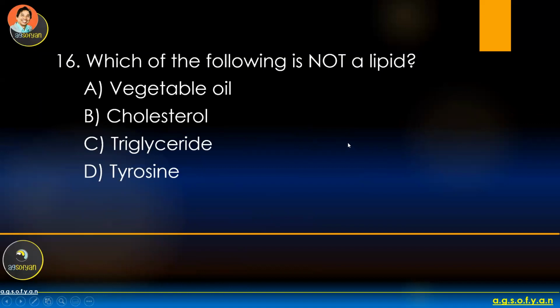Which of the following is not a lipid? A, B, C, or D? Okay, so lipids are substances that are not dissolved in water. So look for these choices. Which one is not dissolved in water? It's going to be oil, right? Vegetable oil. Cholesterol is also lipids. And triglyceride, it is fat, so it is not dissolved in water. Tyrosine is actually amino acid. Most amino acids will be dissolved in water. So this one is not lipid.